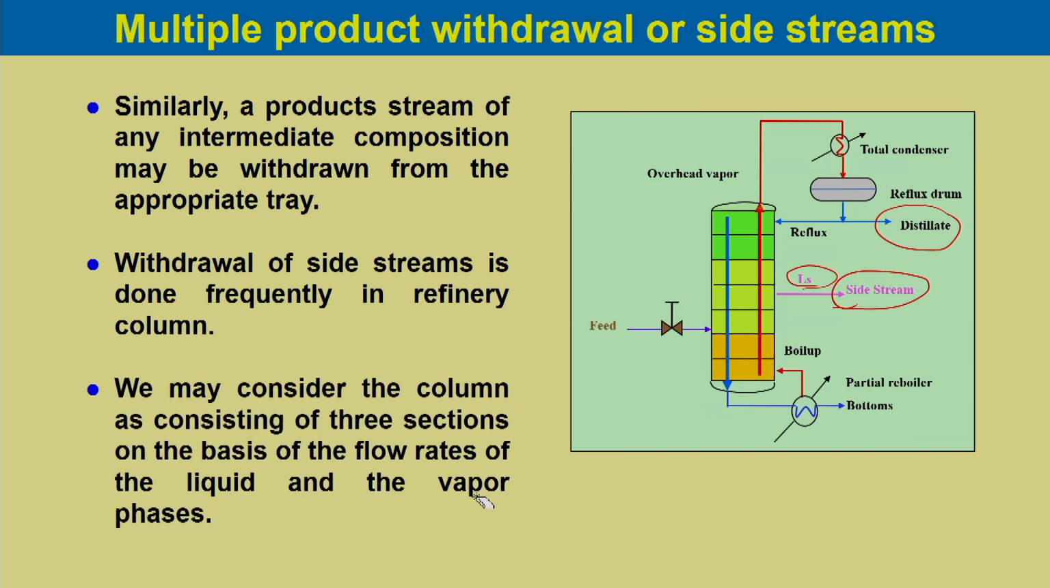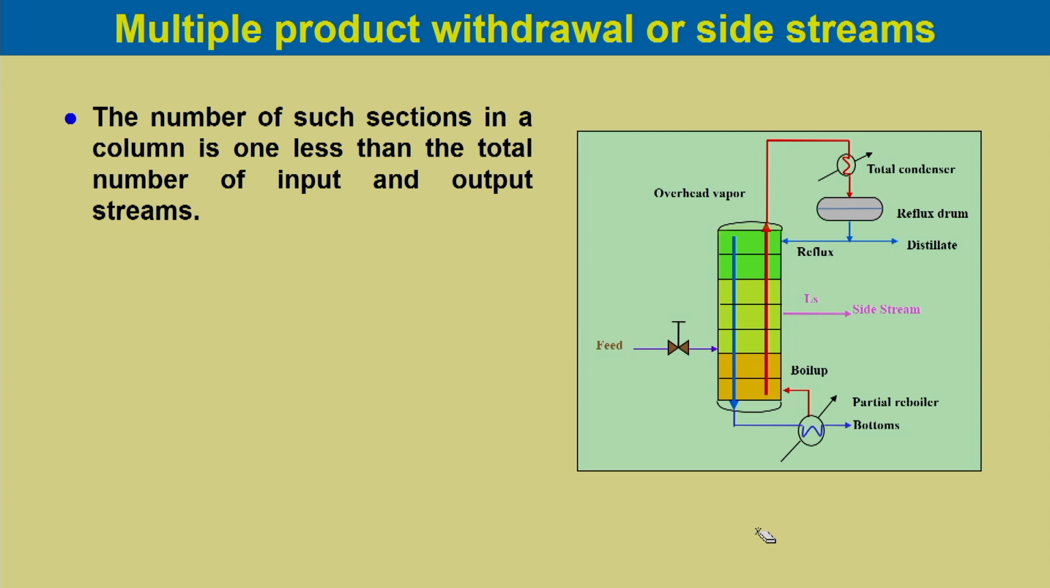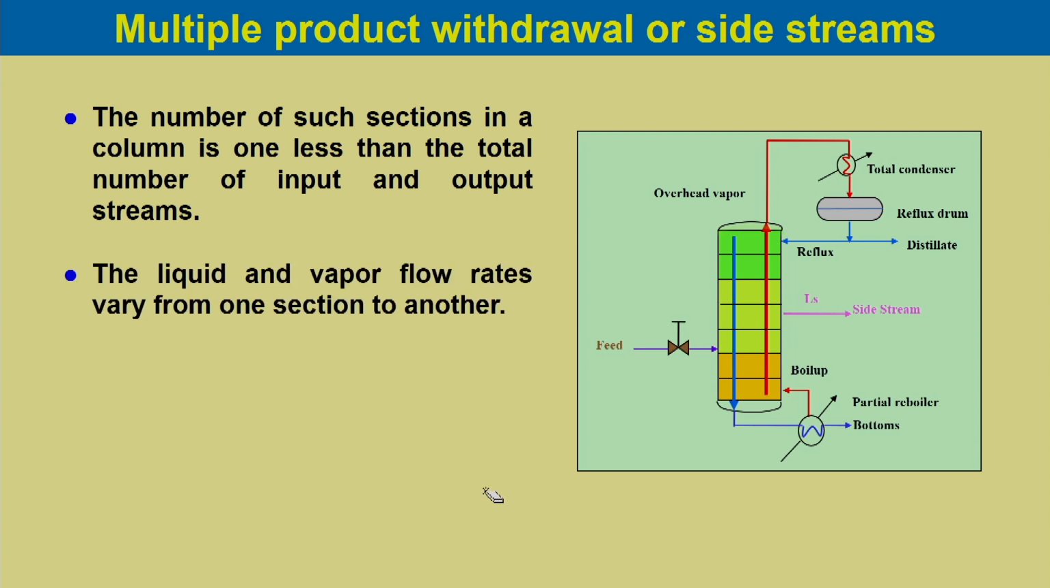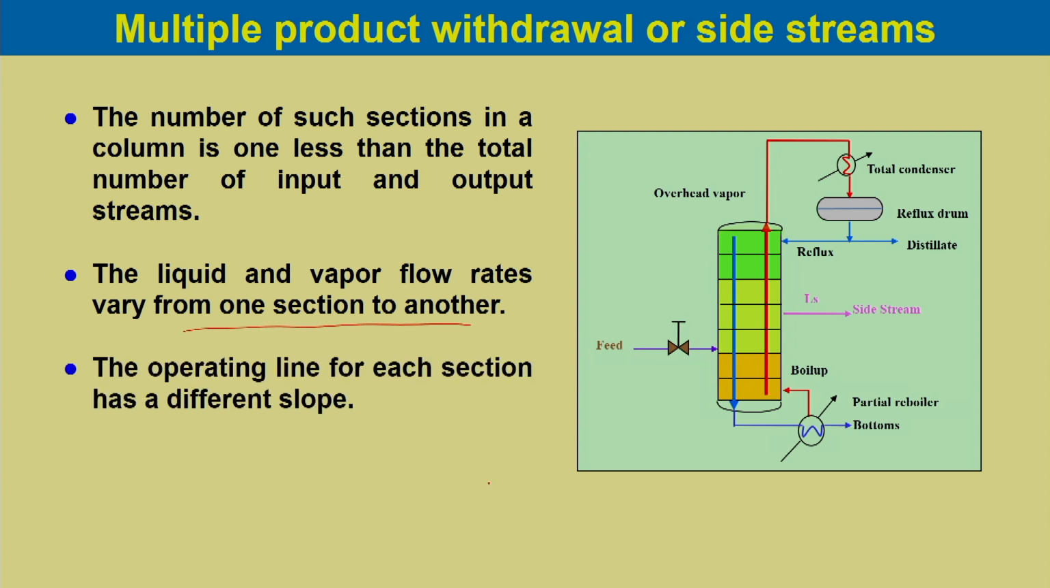We may consider the column as consisting of 3 sections on the basis of flow rates of the liquid and vapor phases. The number of such sections in a column is one less than the total number of input and output streams. The liquid and vapor flow rates vary from one section to the other, because you have intermediate product withdrawal. So, the operating line for each section has a different slope.